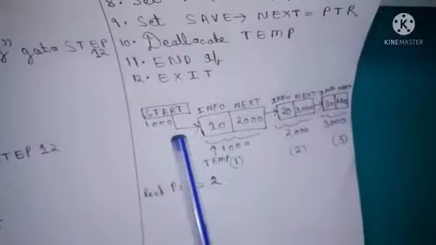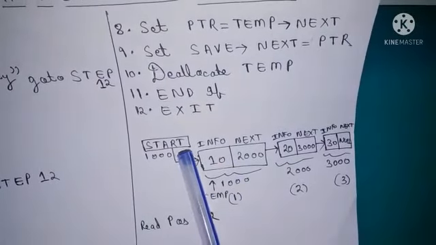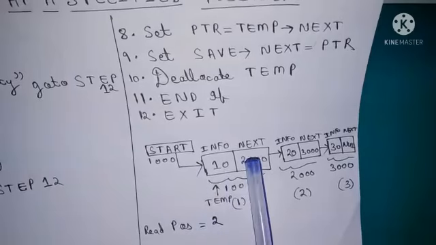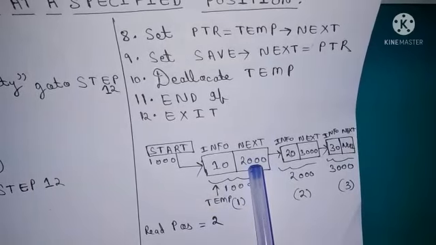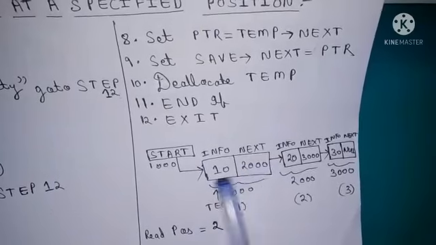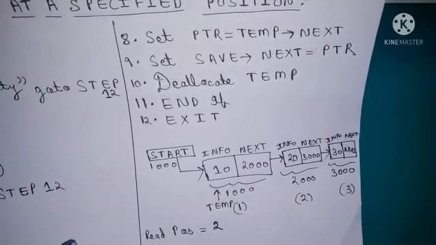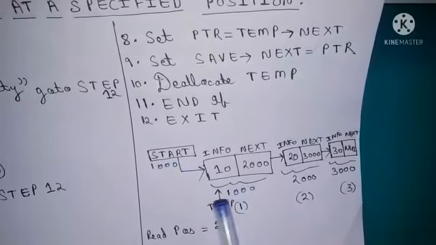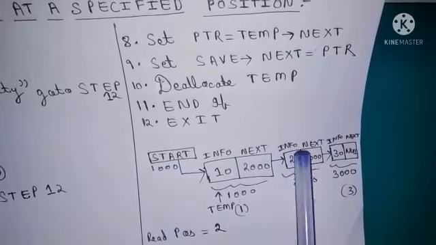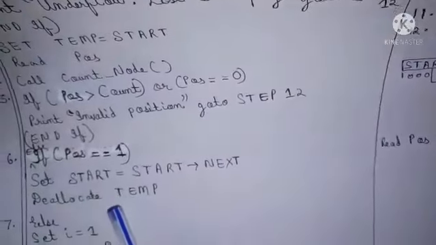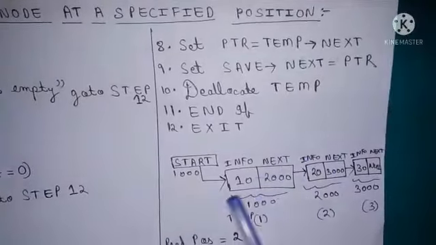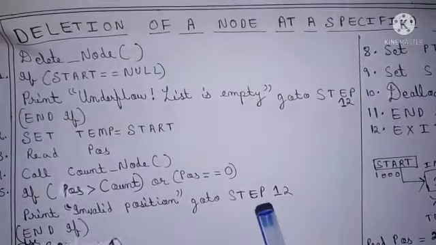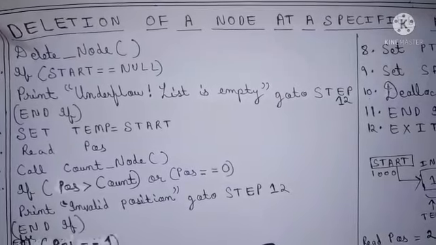After that, suppose I want to delete from the first position. Then set start is equal to start next. That means start will point to the next node. Start next is holding the address of the second node, that is 2000. So after this step, start will no more point to the node having address 1000, but it will point to the node whose address is 2000. Then deallocate temp, so this temp will be deallocated. This is deletion from the beginning. It's also explained completely in the previous video. You can go through it. The link is given in the description box.